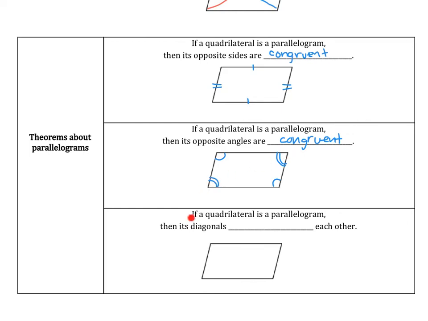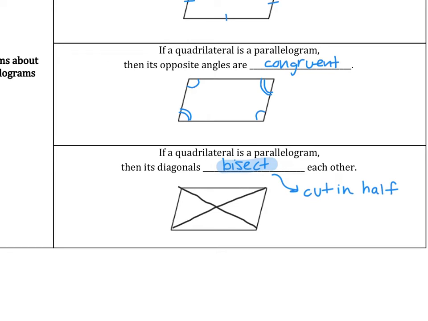And last, if a quadrilateral is a parallelogram, then its diagonals bisect each other. Remember, this word bisect means to cut in half, and that means perfectly in half, creating two congruent segments. So if I have my two diagonals like this, we can show that they bisect each other by showing that this segment is congruent to this and that this is congruent to this. You can see this diagonal is cut into two congruent parts, and this diagonal is cut into two congruent parts.